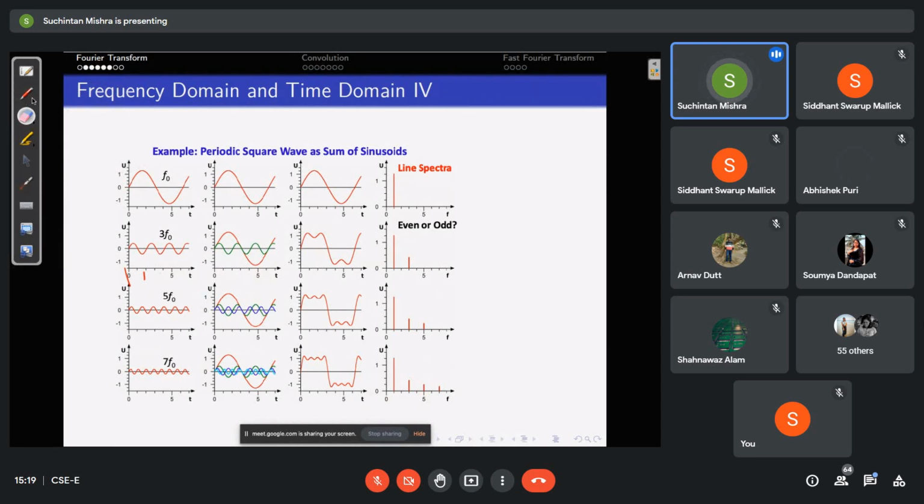Okay, so there is one important thing we need to understand here. If you see the first signal, there is only one frequency. I add that with itself. Now I will get the same frequency. Okay, one same frequency.